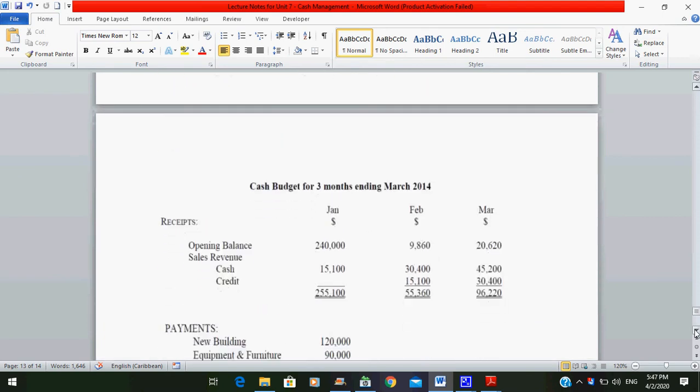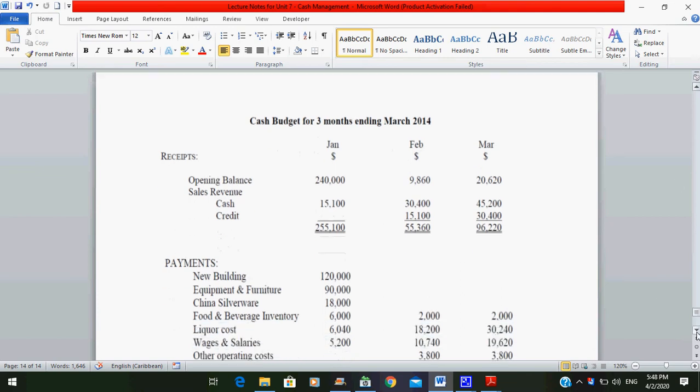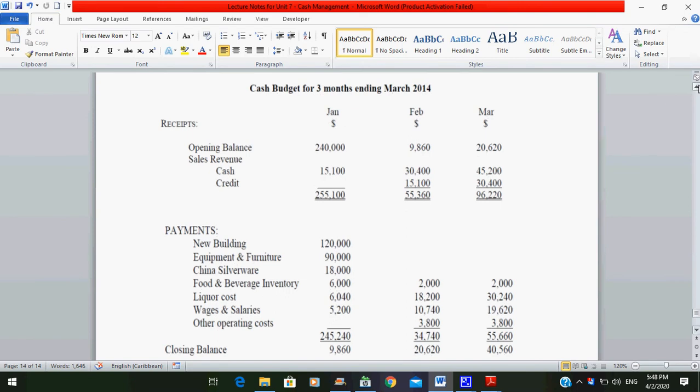Cash budget for 3 months ending March 2014. So receipts now, opening balance, this is what? 240,000. And then sales revenue, cash is what? If it was 100, we give you 255,100. That is right there. This is from the cash we receive from the revenue, right? From up top.